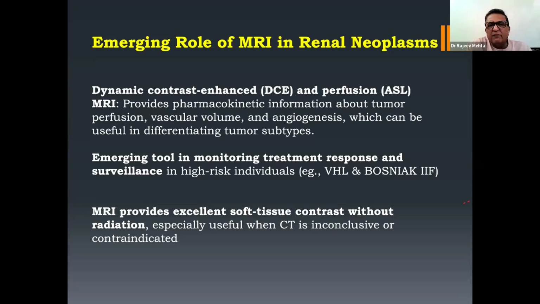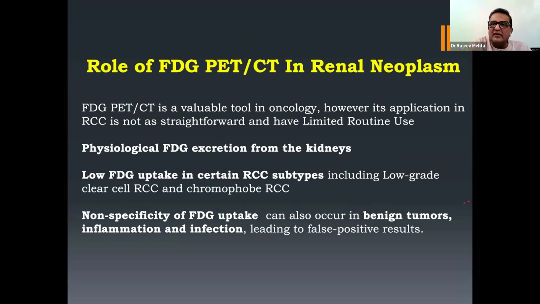Now, what is the role of FDG PET? FDG PET is a very valuable tool in oncology. However, its application in renal cell carcinoma is not as straightforward and has very limited routine use because of one single factor: the physiological FDG excretion also takes place through the kidney. So it is very difficult to differentiate tumor from normal renal parenchyma showing FDG uptake.